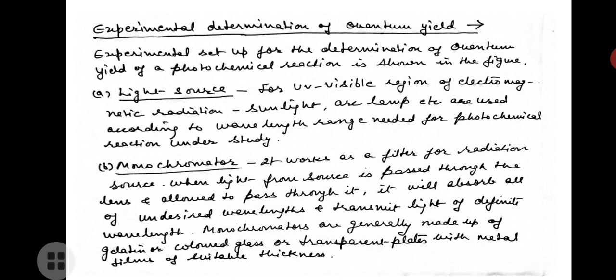Next is the monochromator. The monochromator works as a filter for the radiation source. When light from the source is passed through the lens and allowed to pass through it, it will absorb all undesired wavelengths and transmit light of definite wavelength. Monochromators are generally made of gelatin or colored glass or transparent plates with metal films of suitable thickness.